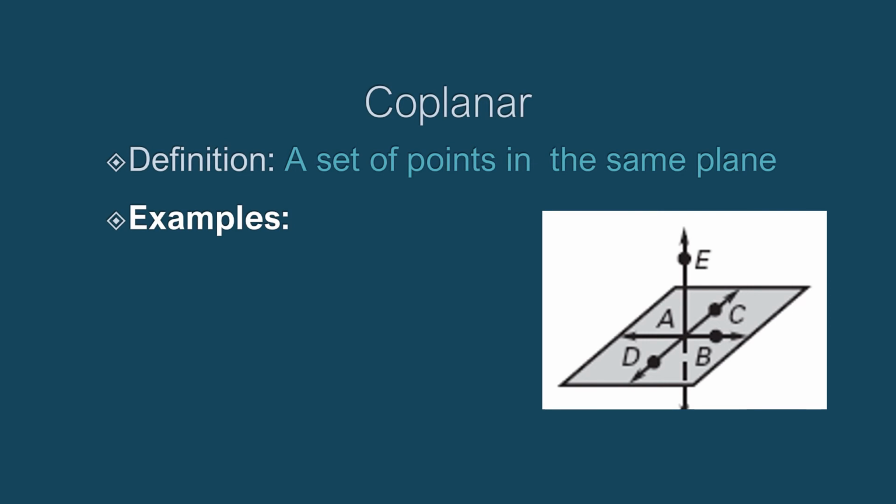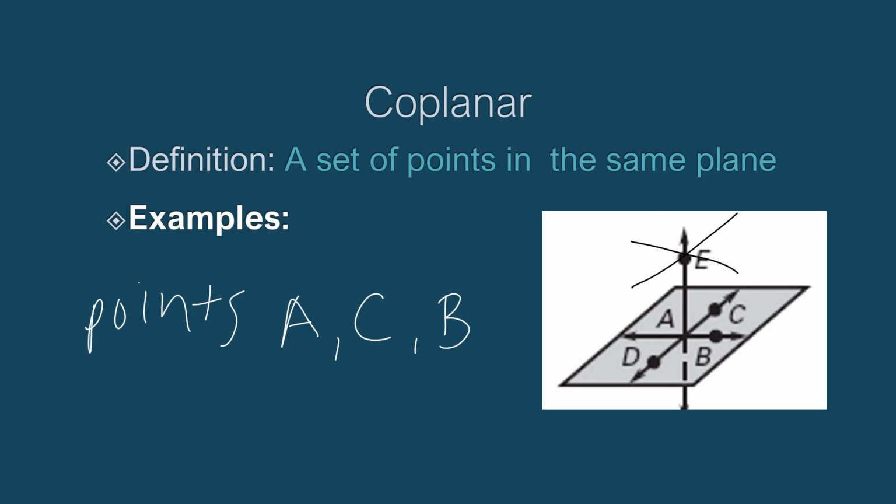Okay, moving on to some more definitions here. Coplanar is a set of points in the same plane. We are going to use this figure for the next 3 definitions. Some examples would be points A, C, and B. You could also do points B, A, and D. You could do any of those 3 points. The big question, though, is the E. The E is not on the gray plane, so it is not coplanar with those other points.